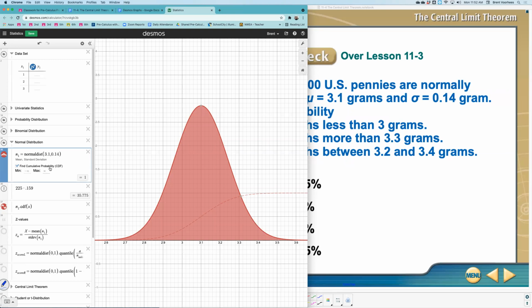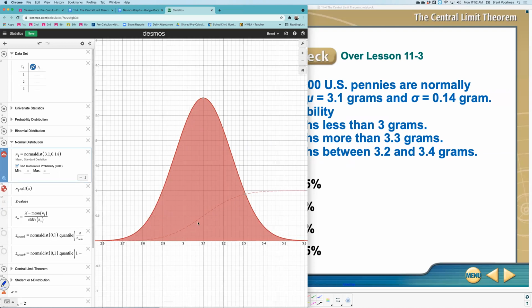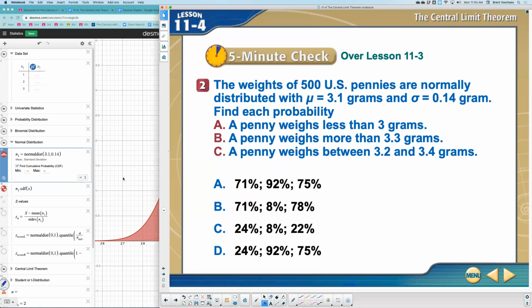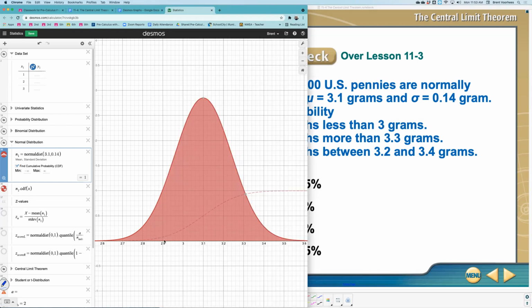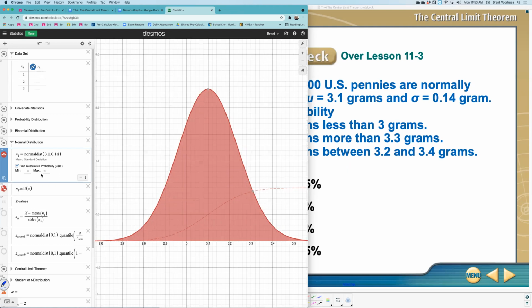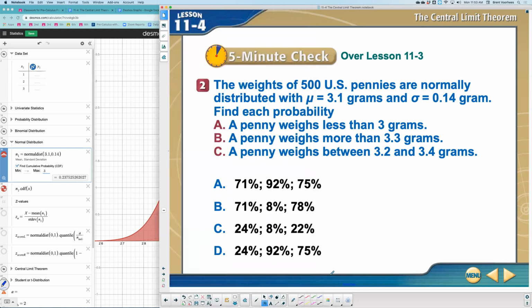All right, so here is our curve. Notice the area in the curve always equals 1. The solid red line is called the PDF. This dotted line is what we call the CDF, the cumulative distribution function or cumulative probability. Okay, so anyways, we want to know what's the probability that the penny weighs less than 3 grams. So that means the maximum would be 3. So we're looking at 3 or less. We're looking at this area, so I need to put it in as a maximum. That would give me the probability of having the penny weigh less than 3 grams, which is 23.7%.